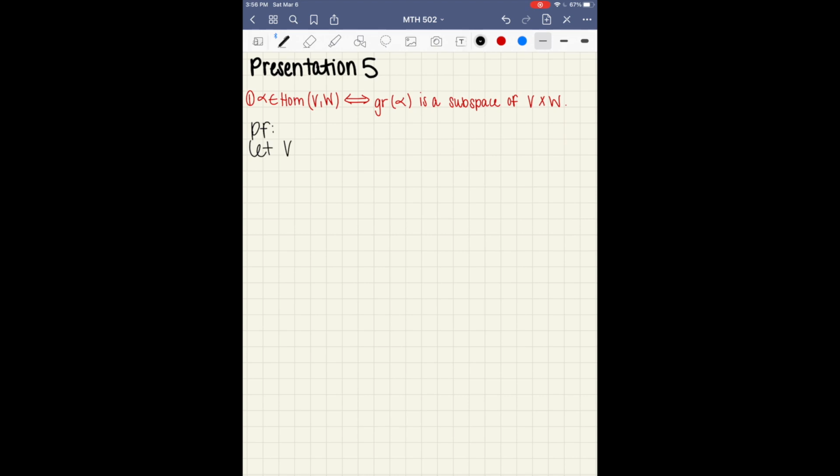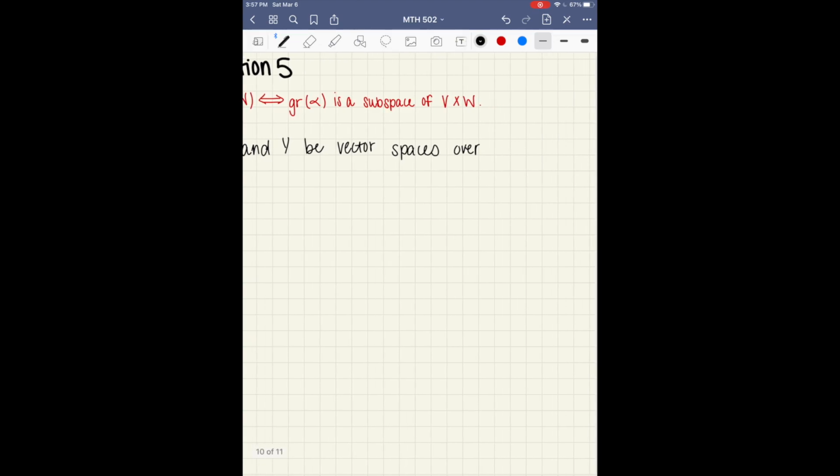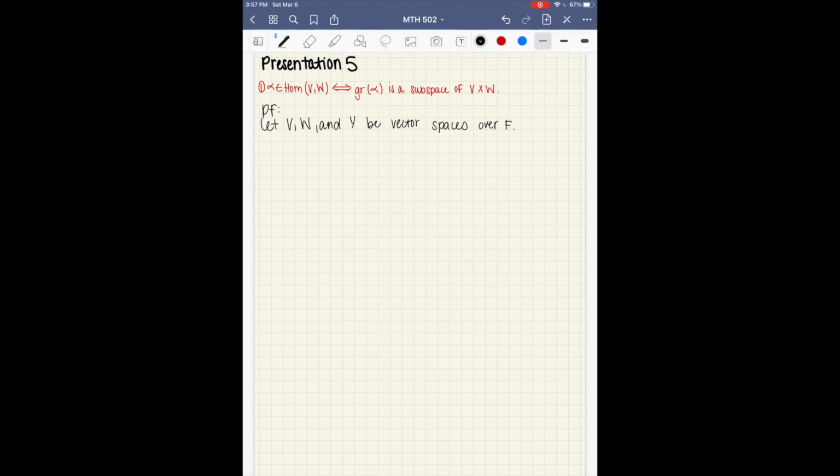So the first thing that we're going to do is say let V, W, and Y be vector spaces over F. And we're going to assume that alpha is a linear transformation.